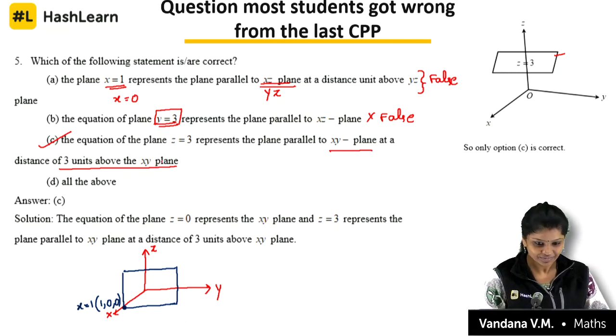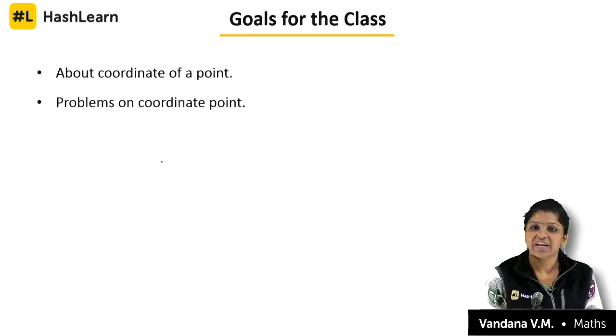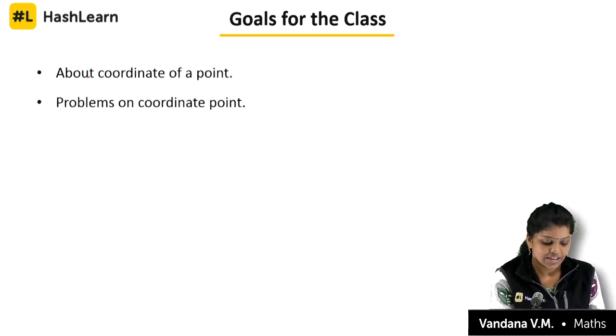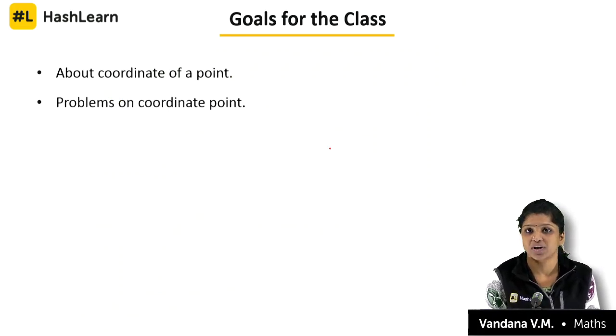Now, today we are going to learn about coordinate of a point. Yesterday also we learned the same thing. Yesterday I focused much on the axes and the octants, how the x, y, z axes divide the space into 8 octants. All that we learned, right? Today we are going to learn about the point and the DRs and the DCs.